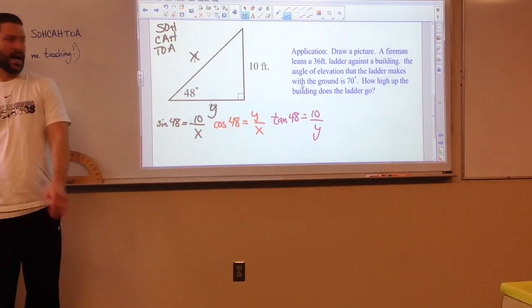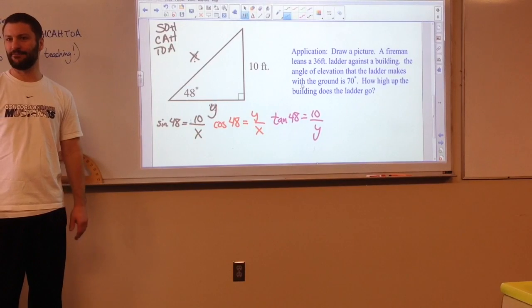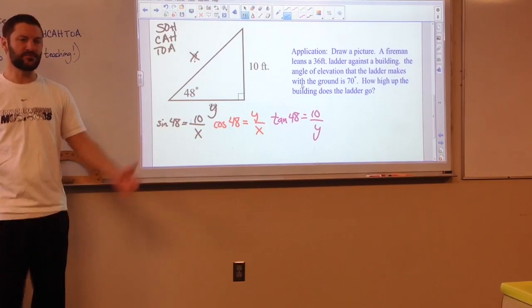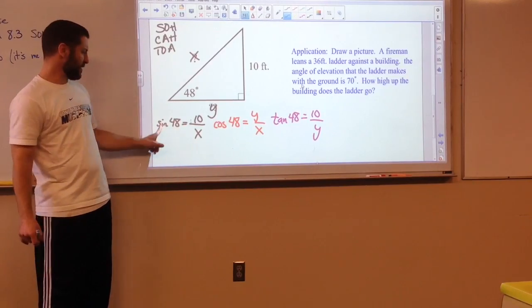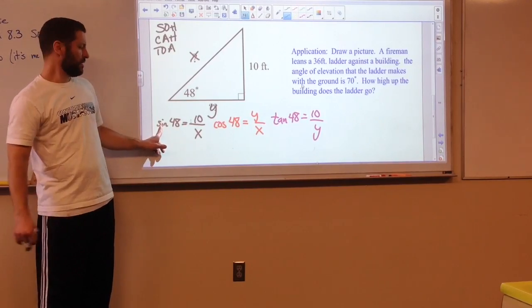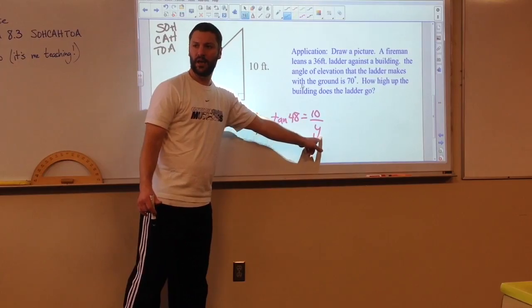Dawson? Red. I don't like red either. Why don't you like red? Because they have two different sides. Two variables. I got an x and I got a y. This one only has an x. Now I know it has sine, but I'll show you how to do that. This one only has y.